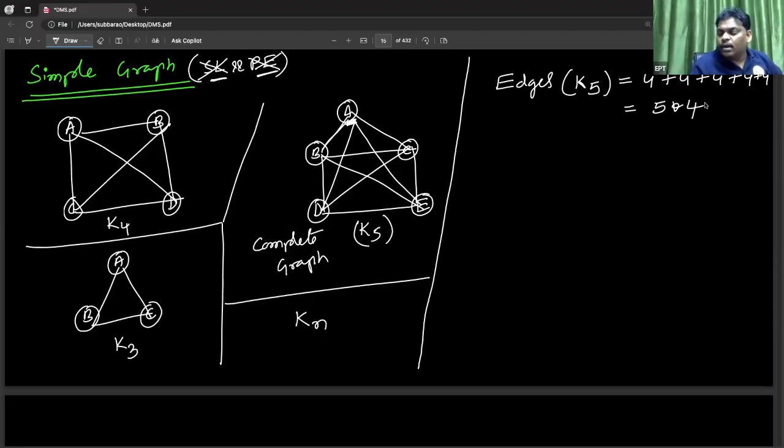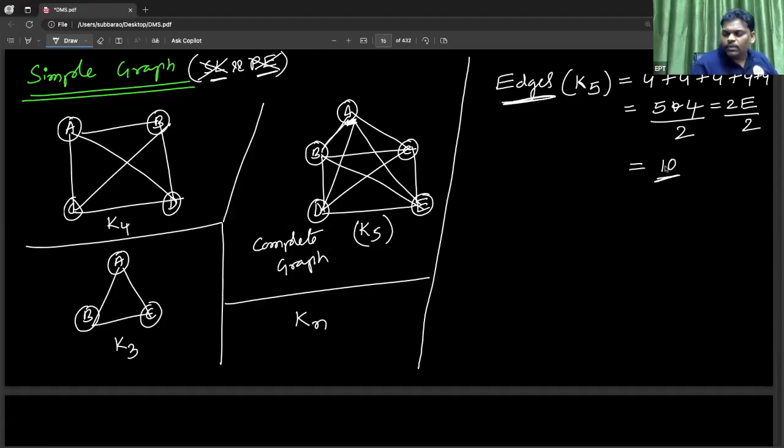This is the sum of degrees. Am I right or wrong? Some people are saying yes. The sum of degrees means 2 into e, right? But I want e, because I want the number of edges. So I divide by 2. Then 20 by 2 is 10. So 10 edges are there.